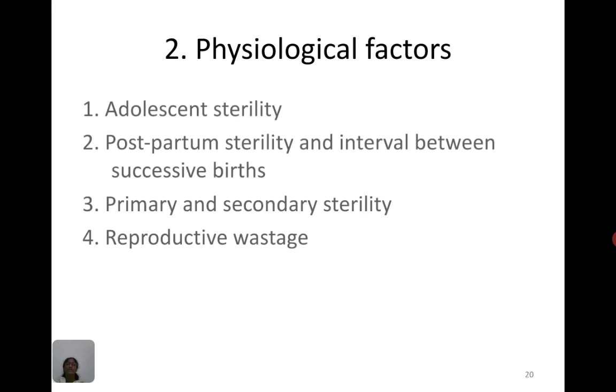Now let's see the physiological factors. Adolescent sterility, postpartum sterility, interval between successive births, primary and secondary sterility. That means to say, after the birth of a first child, couples may not have a second child. Sometimes a couple may not have children all through their life. Then, due to reproductive wastage, these are physiological factors that affect fertility.